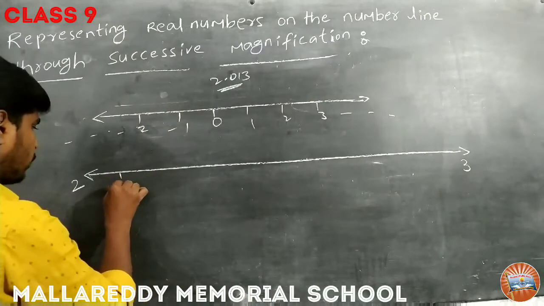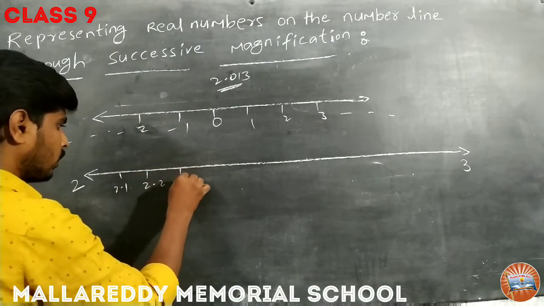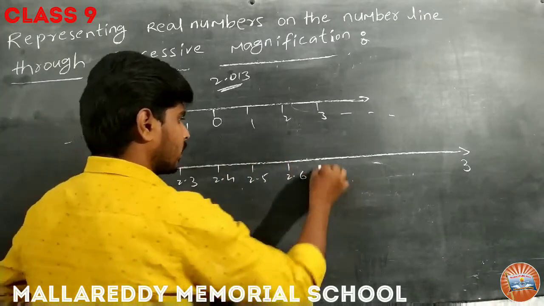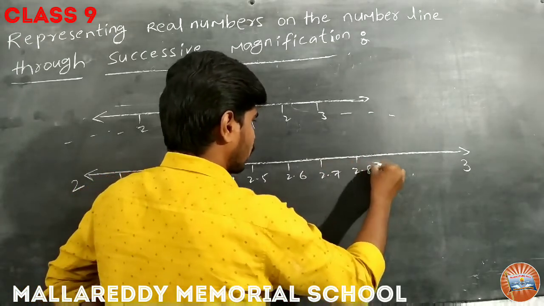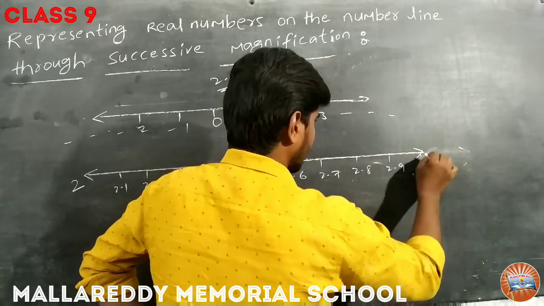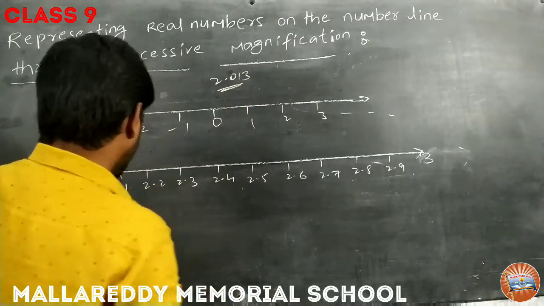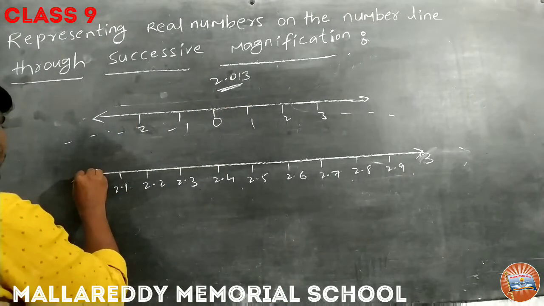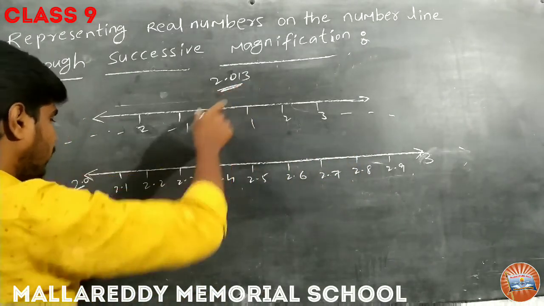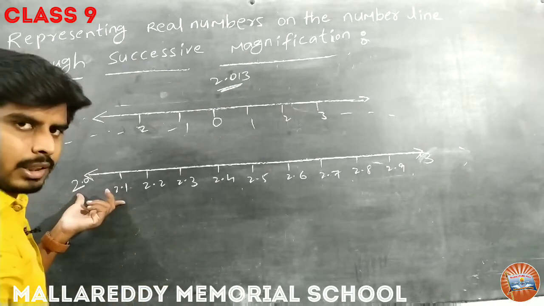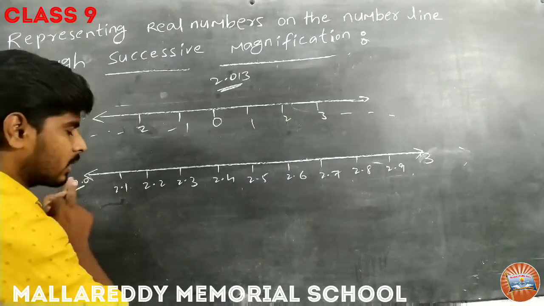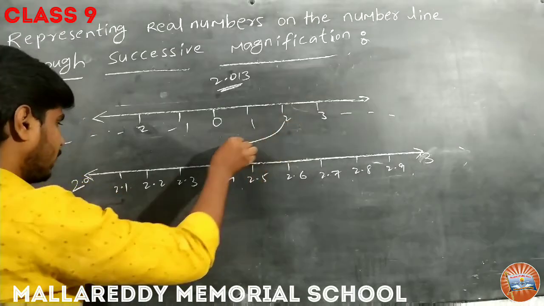So 2.1, 2.2, 2.3, 2.4, 2.5, 2.6, 2.7, 2.8, 2.9, and then again 3. Look here, 2 means 2.0, and we can write 3.0 also. So this 2.01 lies between 2.0 or 2 and 2.1, isn't it? So 2.01 lies between 2 and 2.1. Is it right? Yes. Okay. So now we should represent like this.